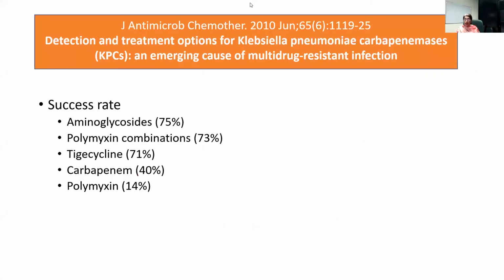This is an article about the outcomes of Klebsiella pneumoniae carbapenemase bacteria and the outcome of the various antibiotics. It is a relatively older study, so it does not include the recent newer beta-lactamase inhibitor combinations. The success rate for aminoglycosides in the study was 75%, polymyxin combination was 73%, tetracycline 71%, and quite low for carbapenem and polymyxins alone.